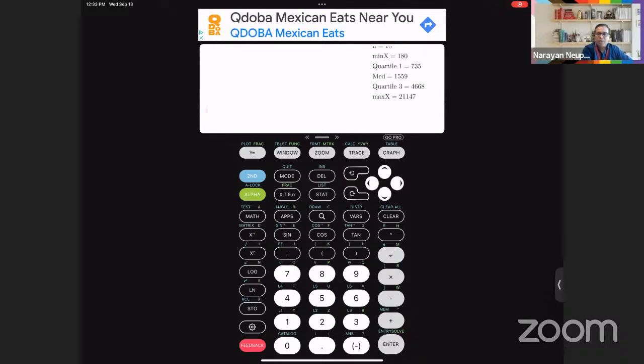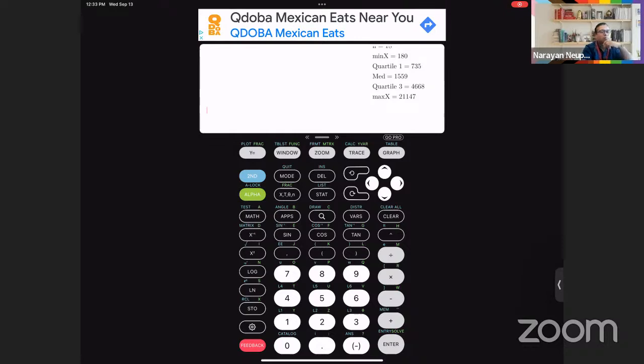If you press that downward arrow, you'll see all these values. See, we have the minimum of 180 in that data. First quartile is 735, median is 1559, third quartile is 4668, and the maximum is 21147. Is that right? Did I enter the data wrong? What is your third quartile, by the way? 4663. That's correct. Okay, that's perfectly fine.